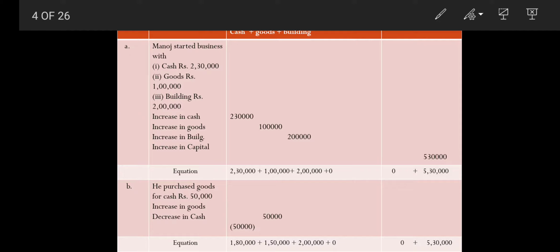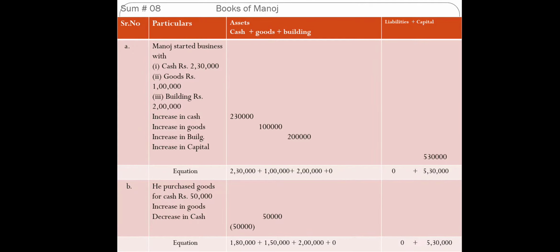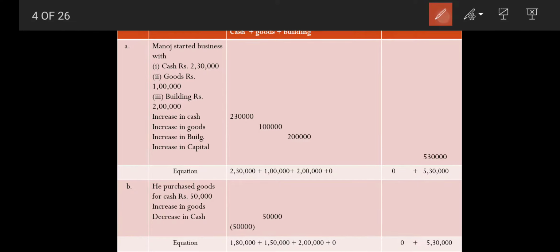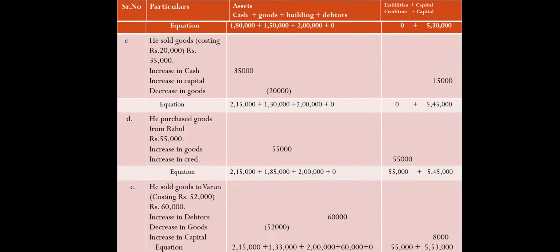He purchased goods for cash. So here goods is increased, and at the same time a decrease of cash is observed because he has purchased the goods. No party's name is mentioned, so it is implied that it is a cash transaction. So the final equation setup will be 1,80,000 plus 1,50,000 plus 2 lakhs. That gives you 5,30,000 over here. So both sides tally with the same accounting equation.